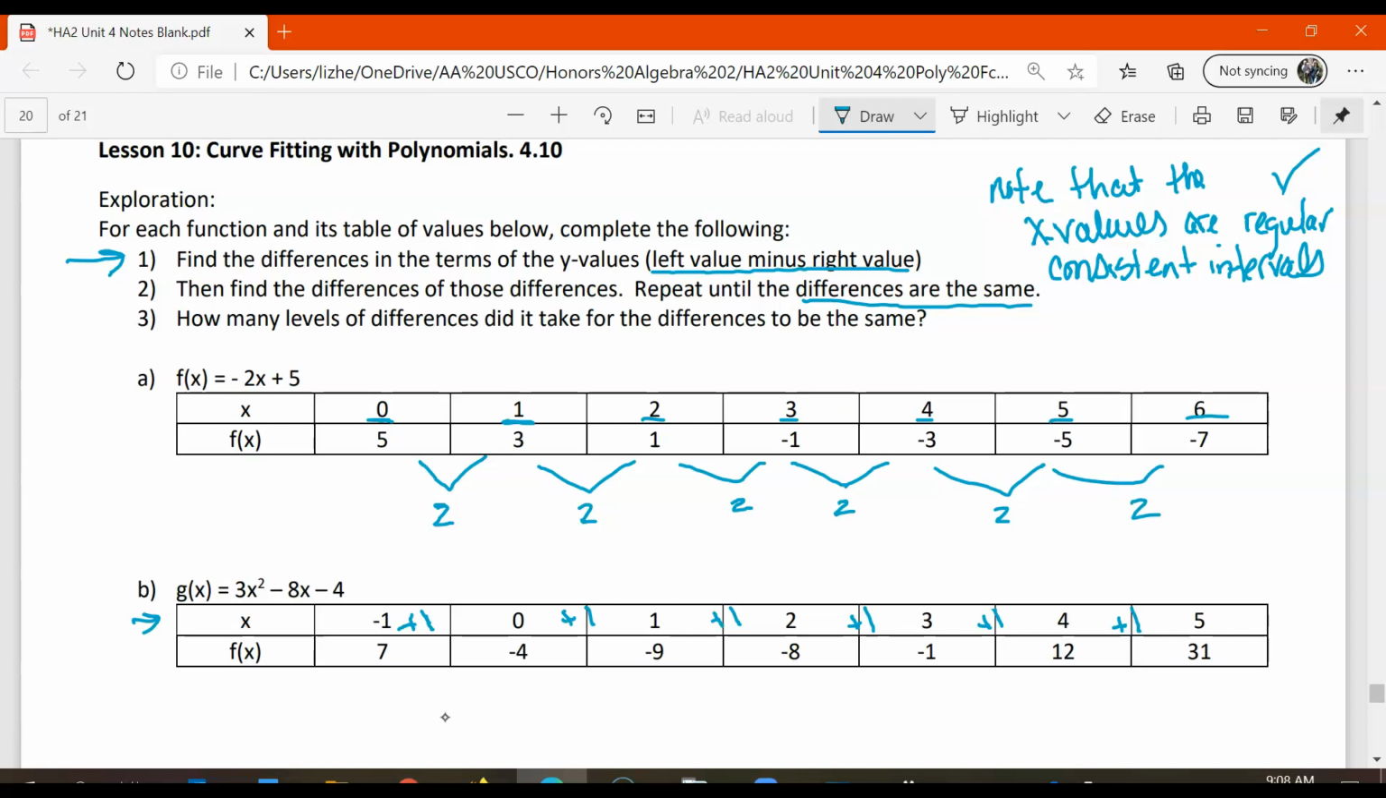And so we did step 1, find the differences in the terms of the y values. Then find the differences of those differences. Repeat until the differences are the same. And already right here, the very first step, the differences are the same. They're all 2. Now question 3, how many levels of differences did it take for the differences to be the same? It only took 1 level. The first row was the same.